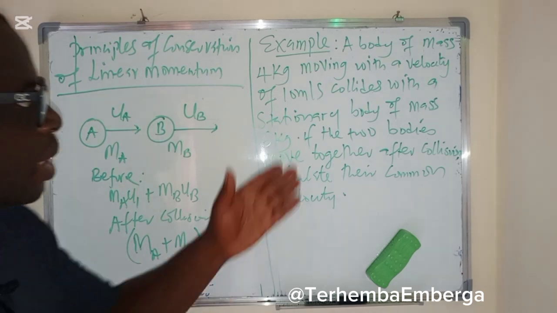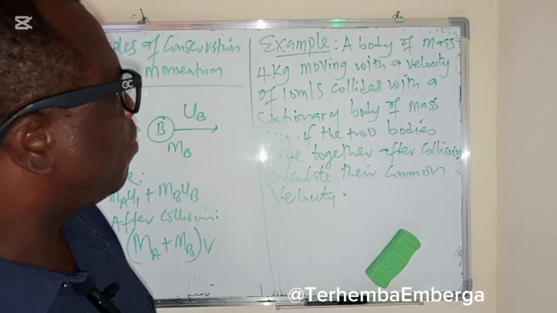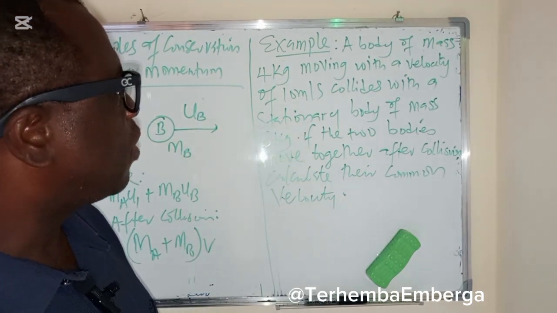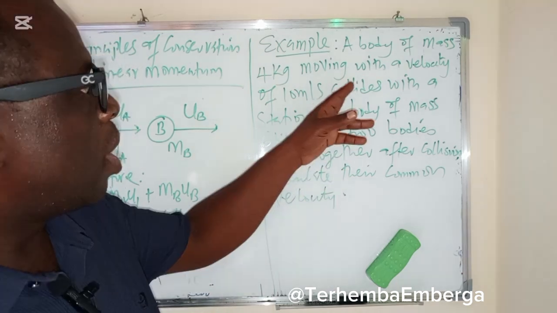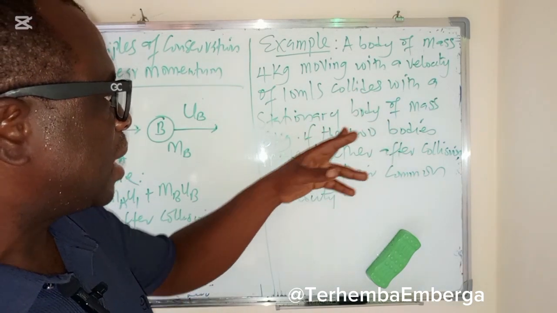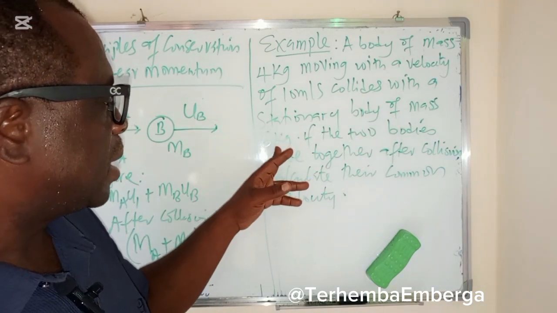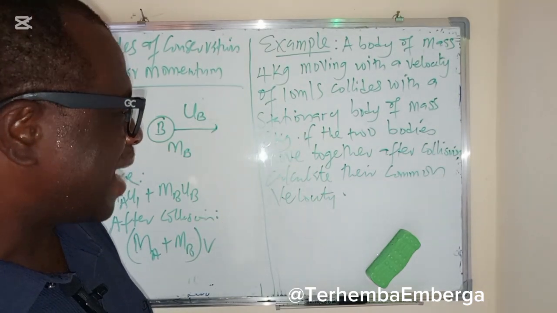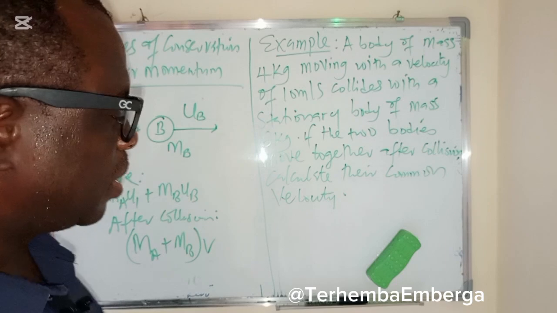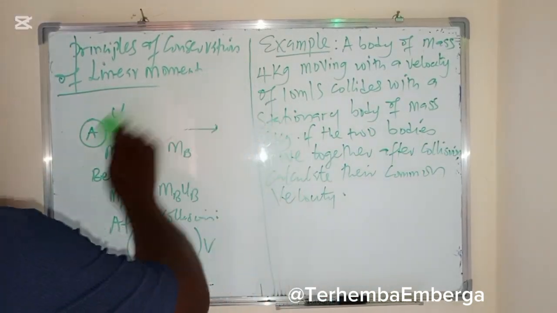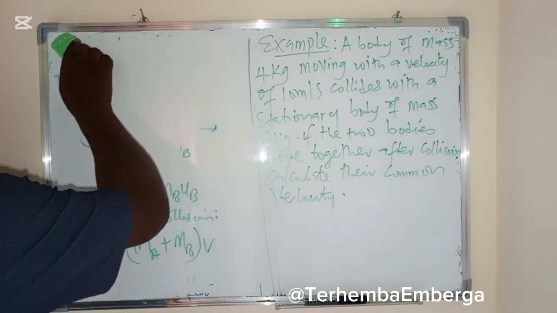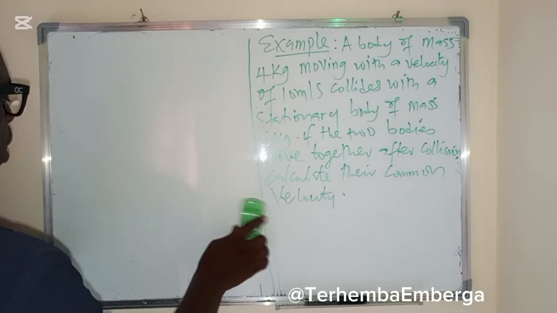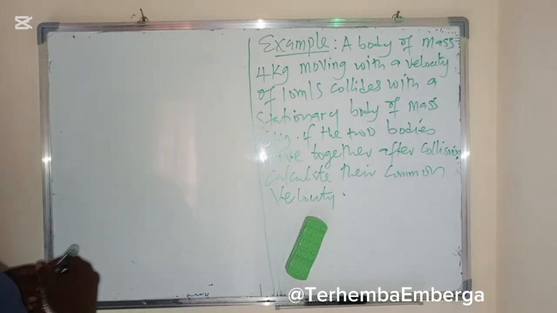So let's look at this problem. A body of mass 4 kg moving with a velocity of 10 meters per second collides with a stationary body of mass 6 kg. If the two bodies move together after collision, calculate their common velocity. In this case, what we'll do is list the given parameters.